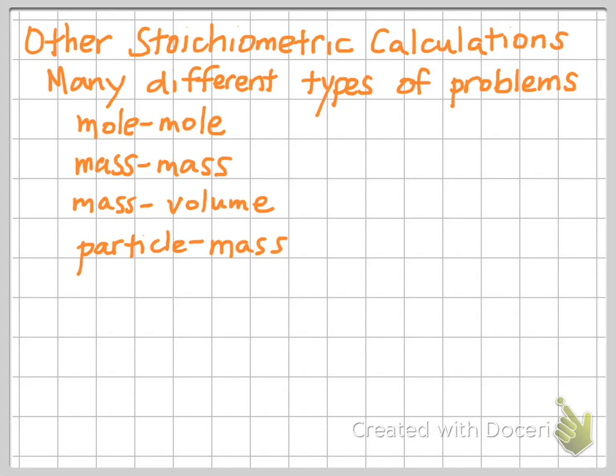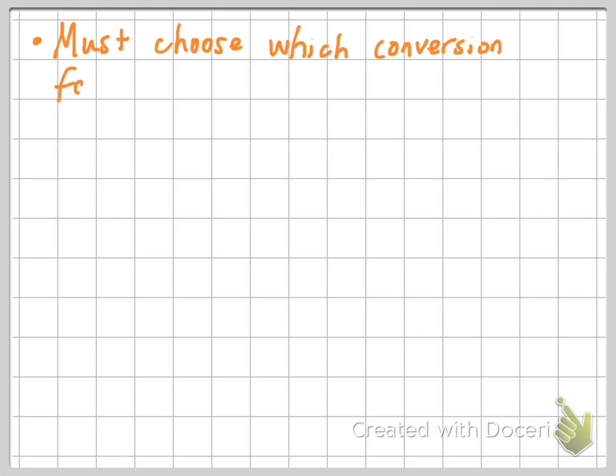The key to doing any of these problems is that you must choose which conversion factor, and I'm going to put an S on it because sometimes it's going to be more than one, to use. That's why sometimes it's very helpful when you're doing these problems to have your chemistry toolkit sitting there, because looking at your toolkit gives you your choices of what you can convert moles to.